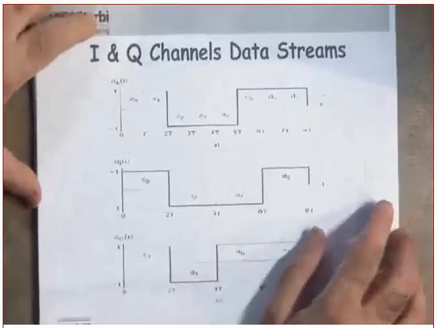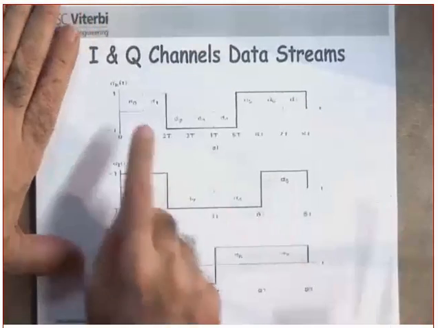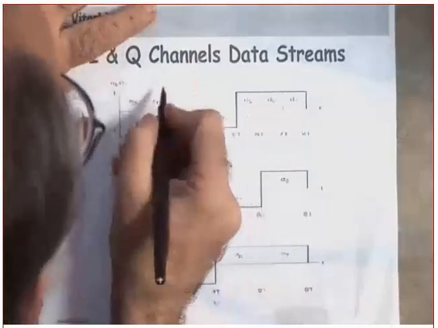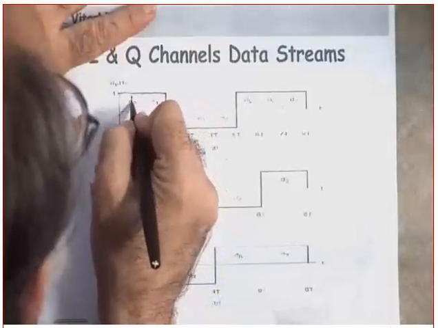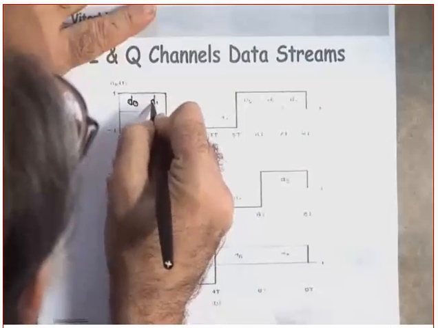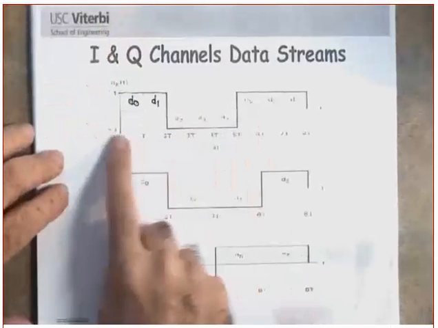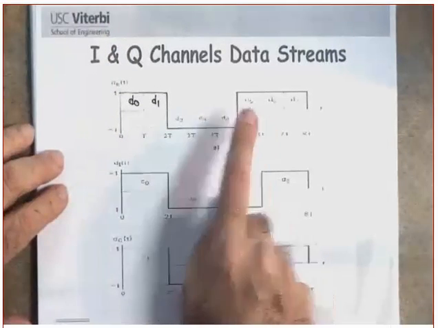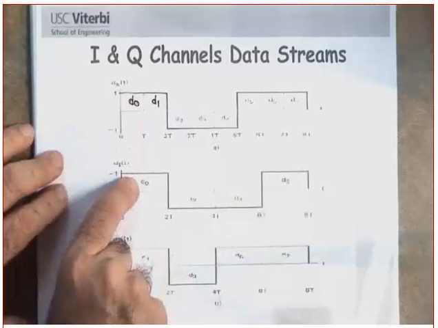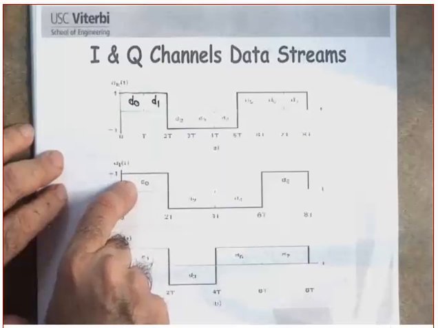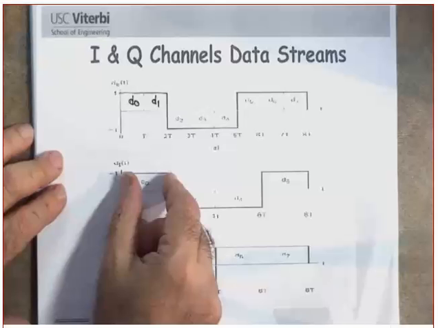Now, there's the IQ data channel. What do you notice? This is the joint stream. What did I do? I took the odd, yes, and I stretched it.